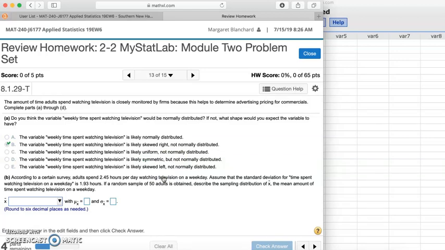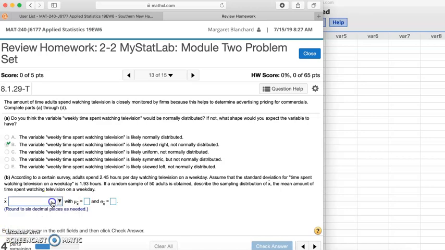All right, according to a certain survey, adults spend 2.45 hours per day watching television on a weekday basis. On a weekday. Assume that the standard deviation for time spent watching television on a weekday is 1.93. If a random sample of 50 adults is obtained, describe the sampling distribution of X bar, the mean amount of time spent watching television on a weekday.